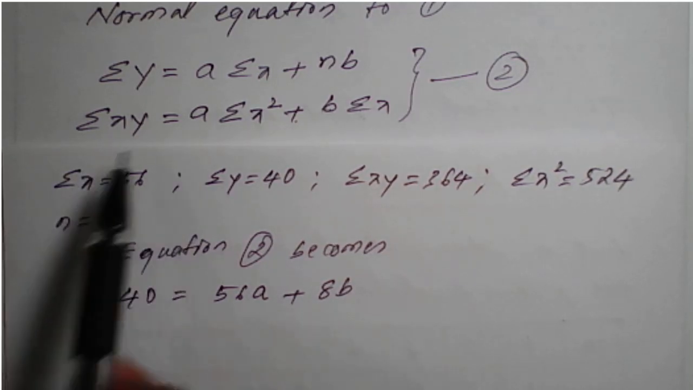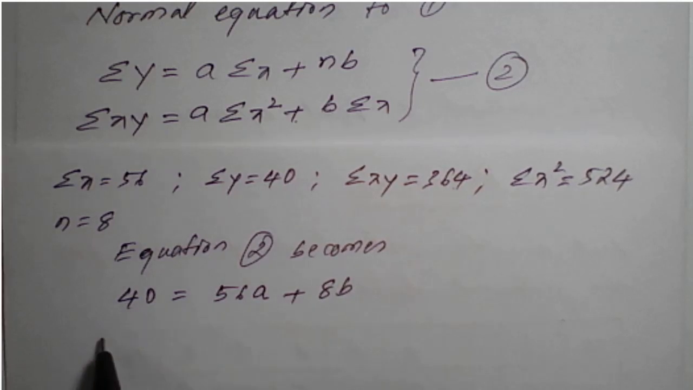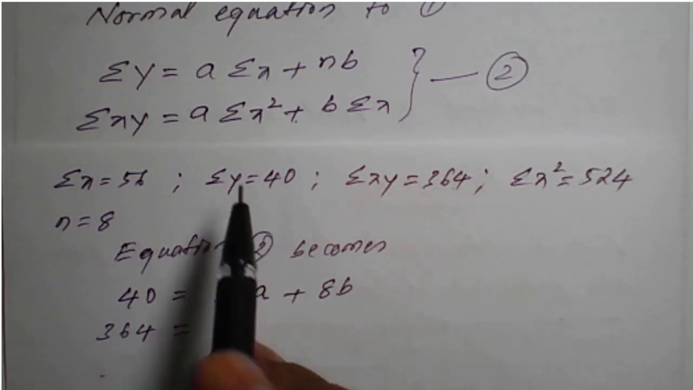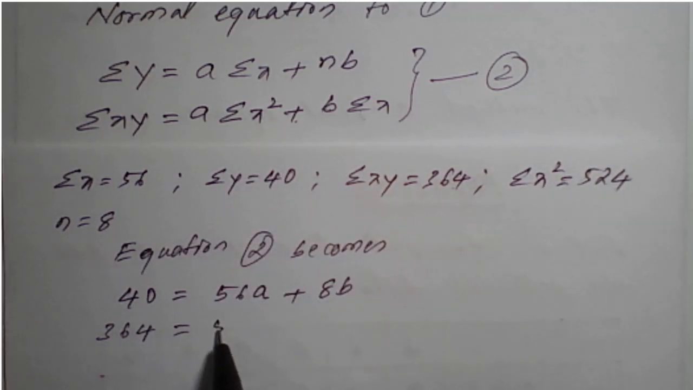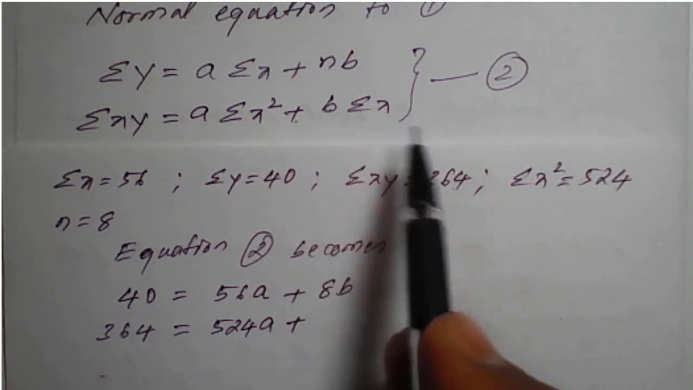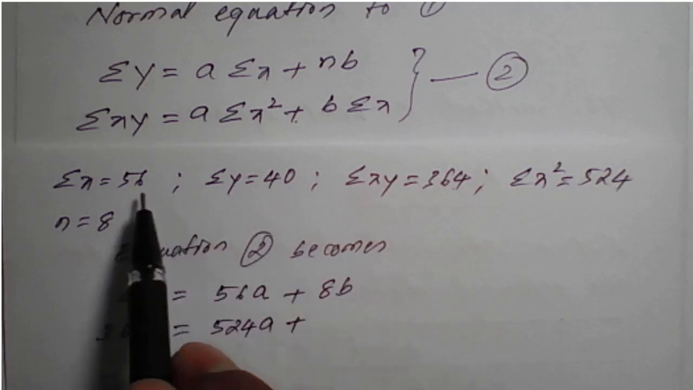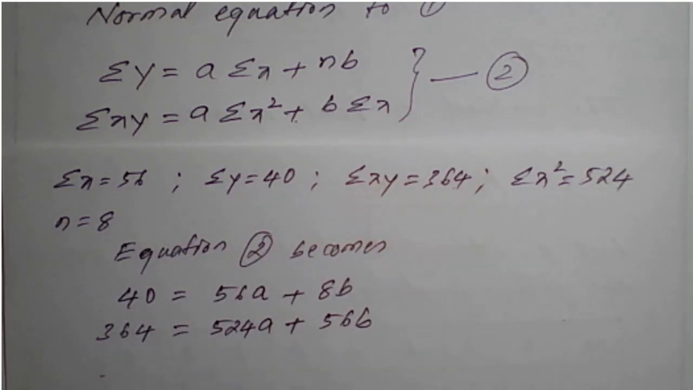Next, the second line, that is summation of xy. Summation of xy is 364, equal to a into summation of x square. Summation of x square is 524, into a plus b into summation x. Summation x is 56, so it will become 56b.